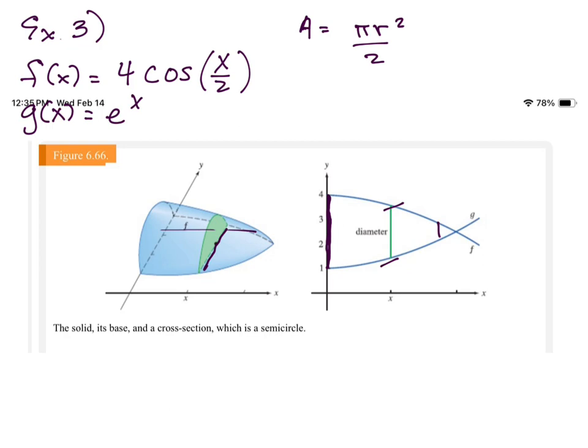We're cutting it perpendicular to the x-axis every time, so that y value is going to fluctuate depending on where x is. So we can get a function for the diameter by doing what? They tell me the diameter is located between here and here. What's going to be the function for my diameter?